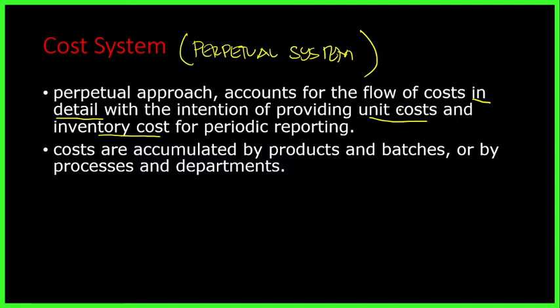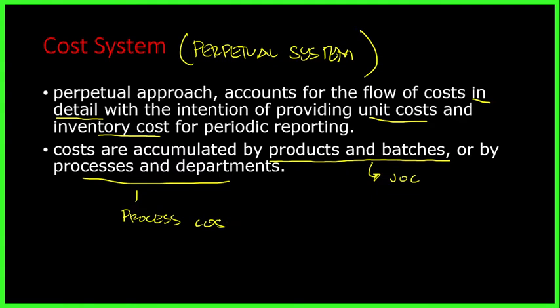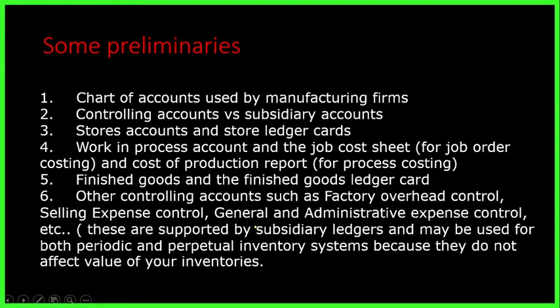And then costs are accumulated by products and batches. Okay? When we say costs are accumulated by products and batches, although i-discuss natin mamaya, this one is for job order costing. Or by process and by departments, ito na po yung process. Ayun. Process costing natin. Okay, so some preliminaries before we go to the differentiation of the two.